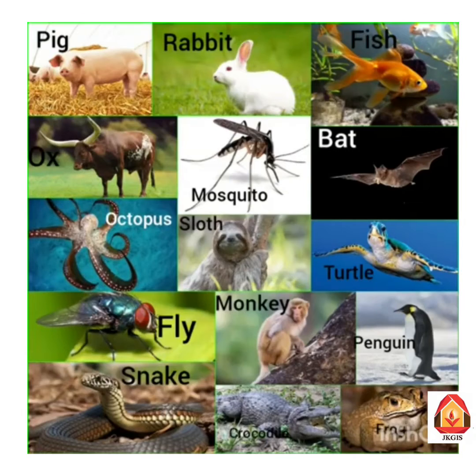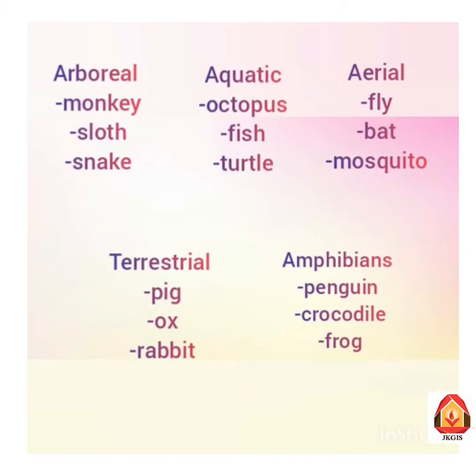Now observe this picture, kids. Here we have different types of animals on the basis of their habitats. Let's now categorize them into different categories. The categories are arboreal, aquatic, aerial, terrestrial and amphibian, as we have already done.